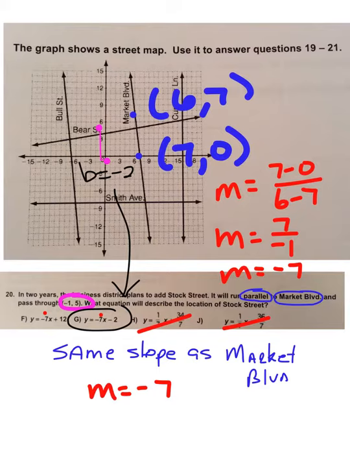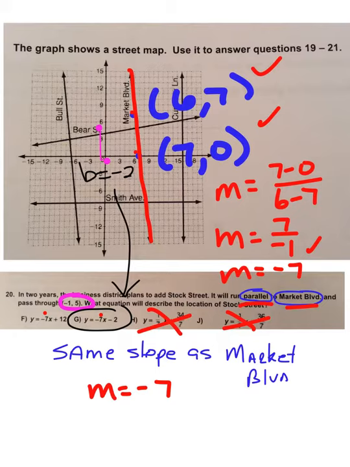Finally, on this one, it's got to be parallel to Market Boulevard. Well, here's Market Boulevard, so it has to have the same slope. So I picked out 2 points of 6, 7, and 7, 0. I then found the slope of negative 7. I then eliminated the 2 that don't have slopes of negative 7.